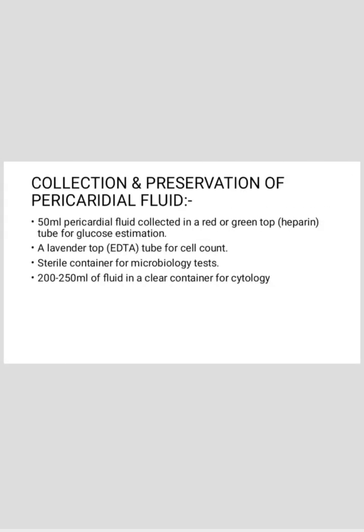Now we will discuss its preservation. 50 ml of pericardial fluid is collected in a red or green top tube, which contains heparin, for glucose estimation. A lavender top EDTA tube for cell count. A sterile container for microbiology tests. 200 to 250 ml of fluid in a clear container for cytology.